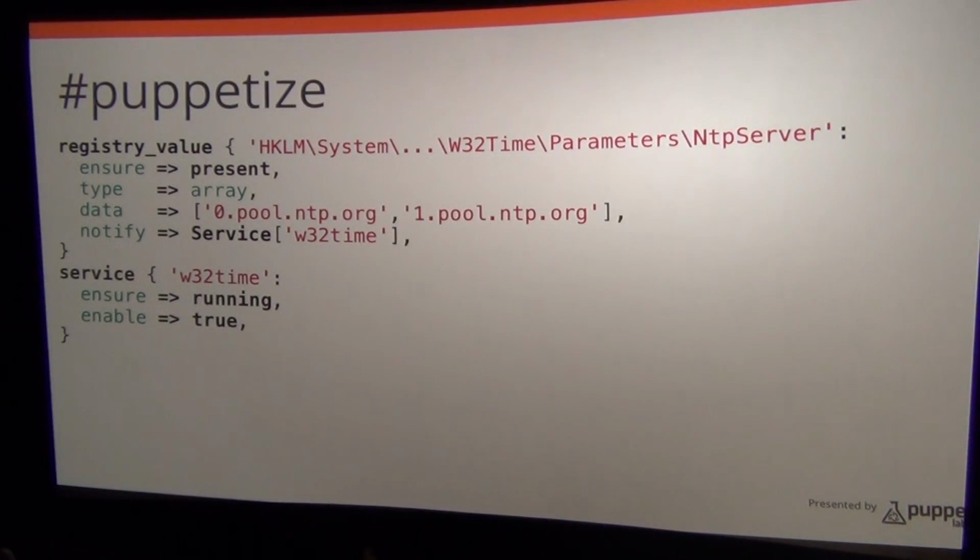So this is an example of that batch file that we had earlier expressed as a Puppet manifest, right? In this process of taking legacy batch files, PowerShell, that sort of thing, even Word documents, and converting them into Puppet code is what we call Puppetizing. So here I have 2 resources, a registry value that I'm managing, and the time service.